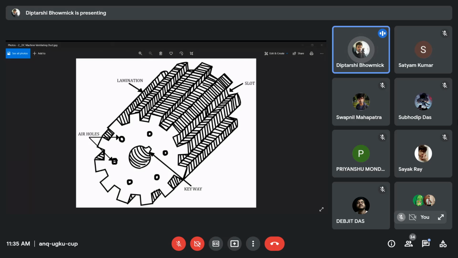Now the number of ventilating ducts. What is a ventilating duct? These are the ventilating ducts. That means some holes in the armature through which air or oil can pass. Normally air passes, because oil cooling would be a difficult construction. The purpose of these holes is basically to improve the ventilation so that the machine does not get overheated. Clear?